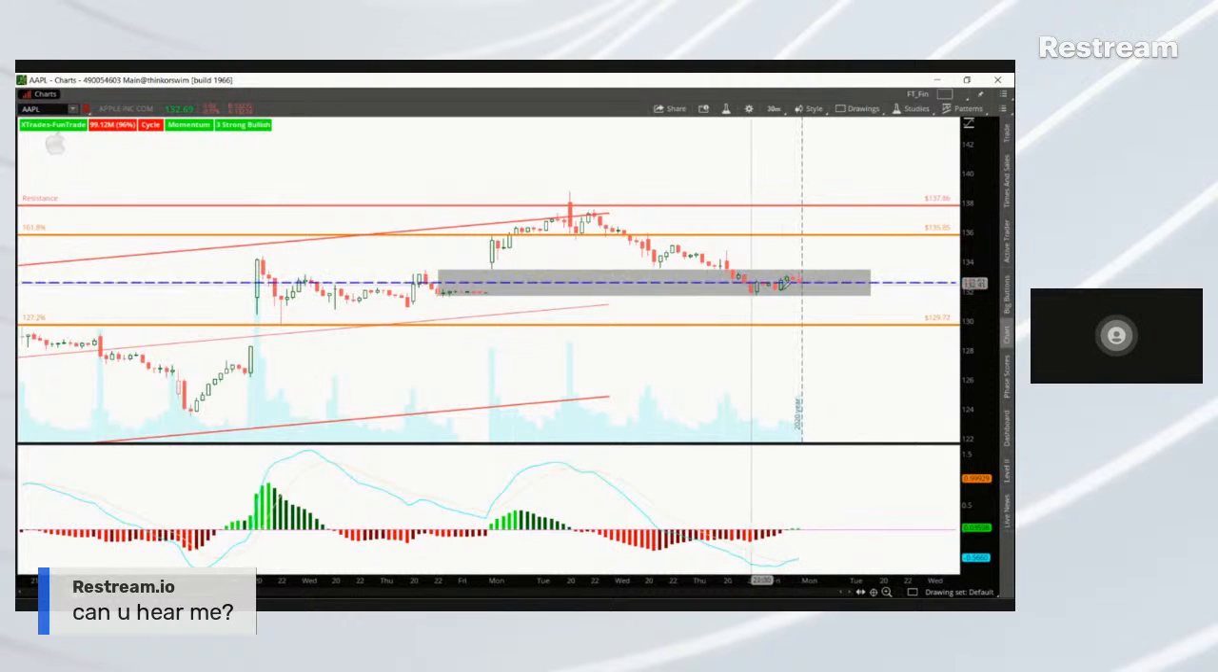Here we can see that there is a consolidation going on. But most of the times what happens is that it will fail to break the resistance level and tend to move towards my fib level. So I'll just have to wait for it. This is when I add my stock into the watch list. So I just add it to my watch list and see how it goes.